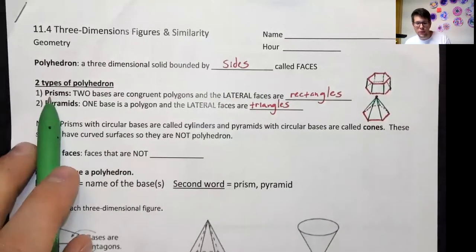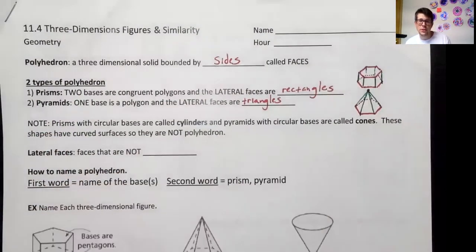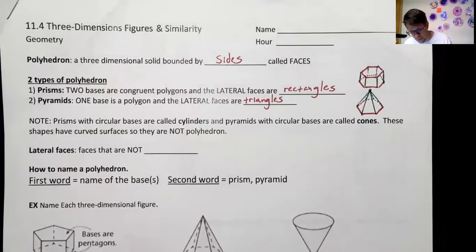So you can tell if it's a prism or a pyramid by the number of bases that it has and the types of lateral faces that it has. And so you pick the way that you like the most. Try to become good at both.